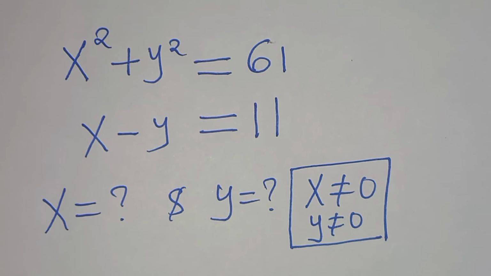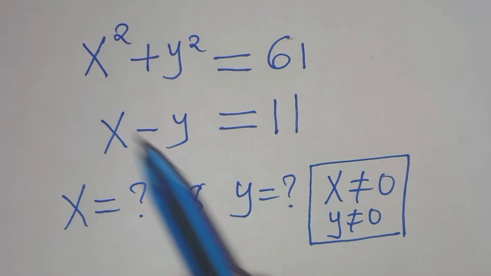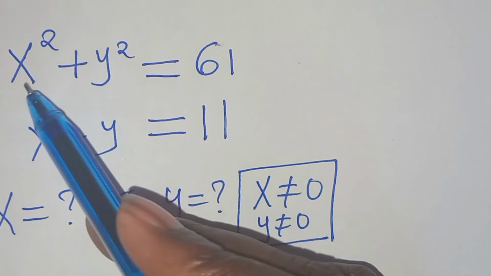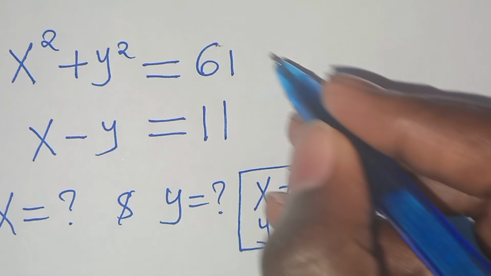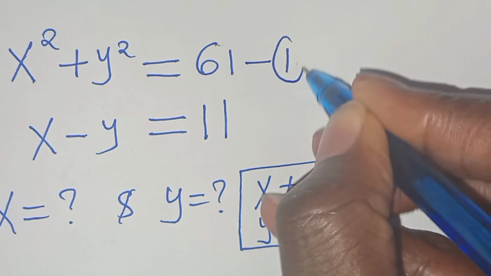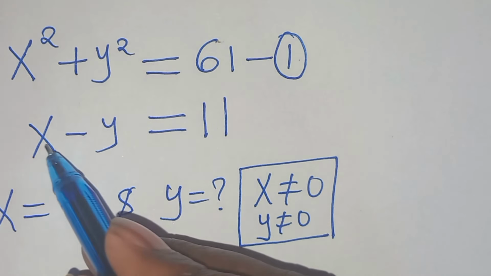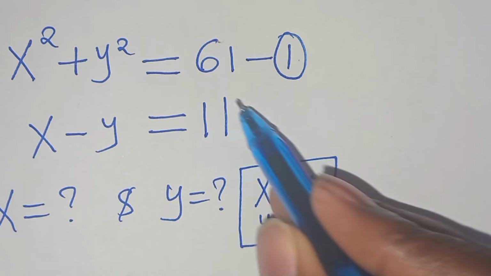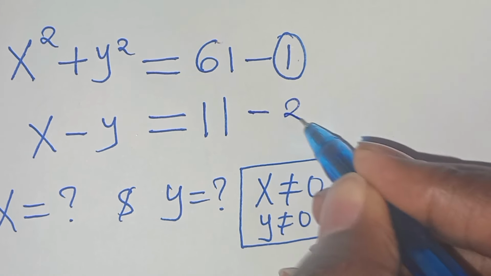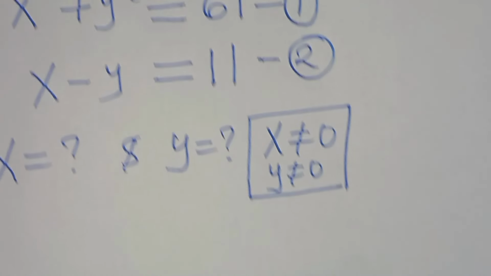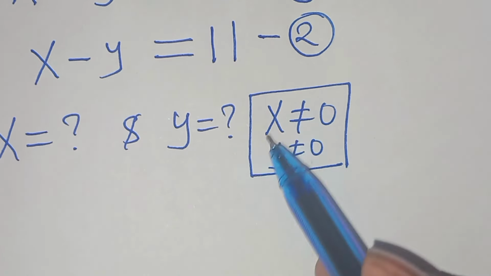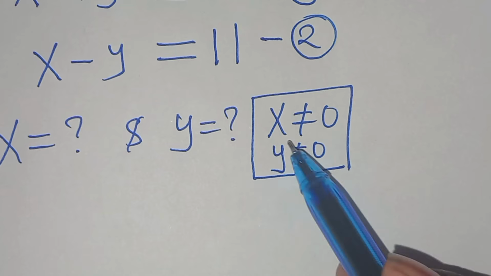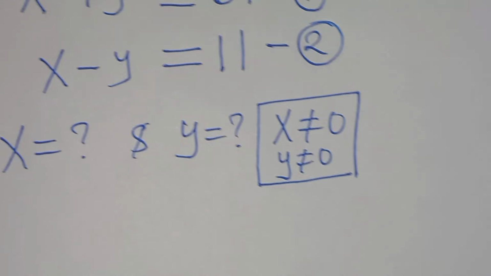Hello everyone, you're welcome to solve this nice algebra problem: x squared plus y squared is equal to 61. Let's call this equation 1. And we have x minus y is equal to 11. Let's call this equation 2. What is the value of x and what is the value of y, given that x is not equal to 0 and y is not equal to 0?